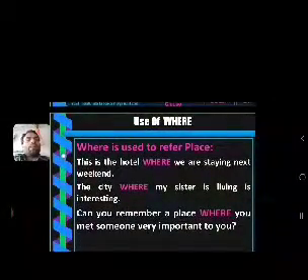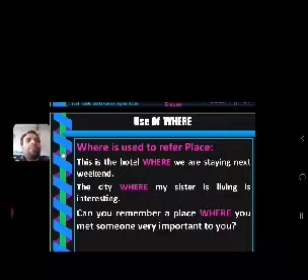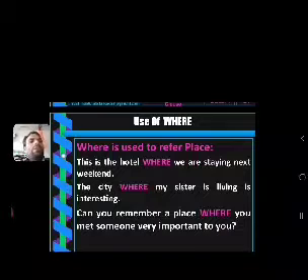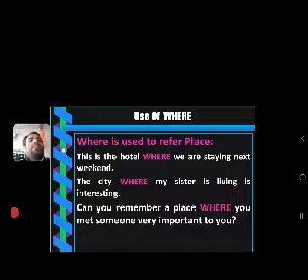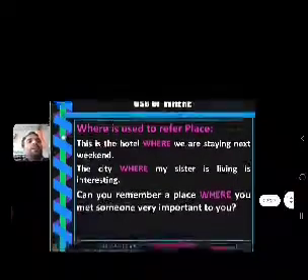The use of where. Let us see how we can use where. Where is used to refer to a place. This is the hotel where we are staying next weekend. So here, where is referring to the hotel. So hotel is a place. That's why we have used where. And similarly, the sentence, the city where my sister is living is interesting. And, can you remember a place where you can meet someone very important to you, like this.